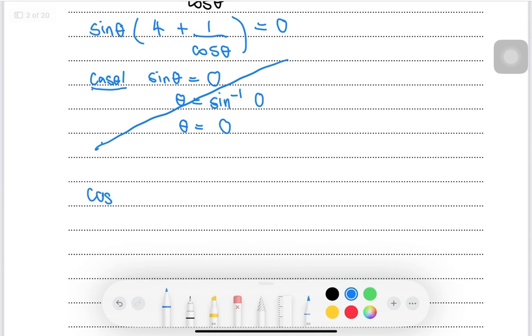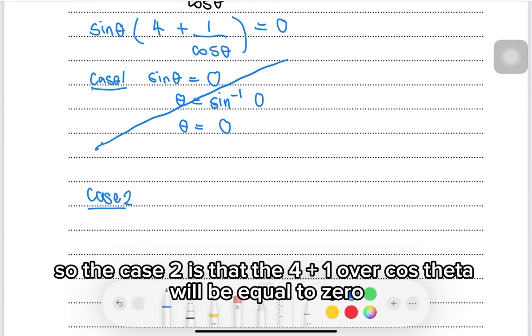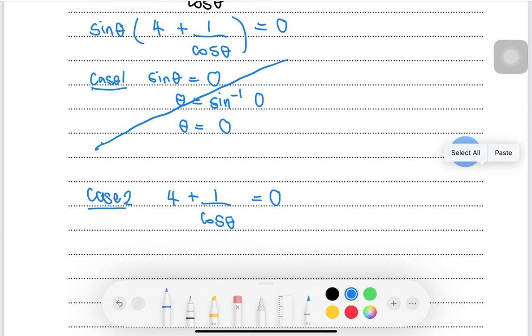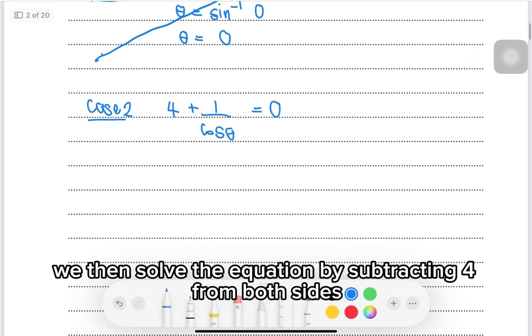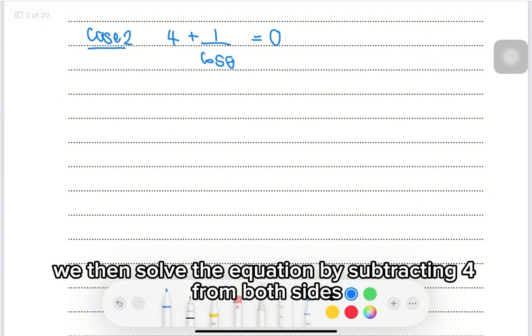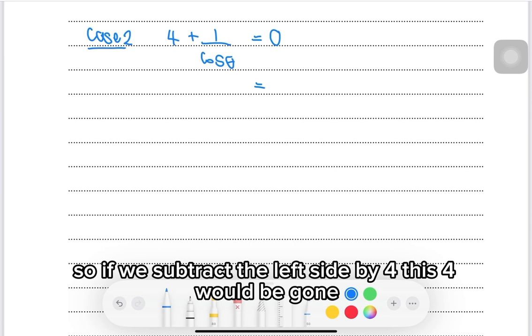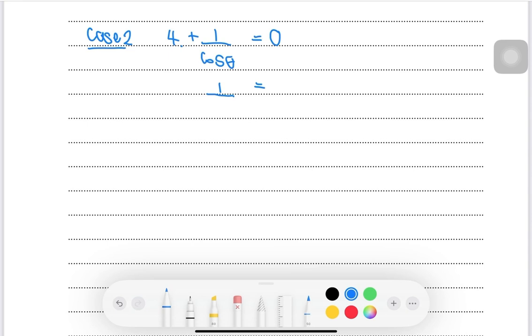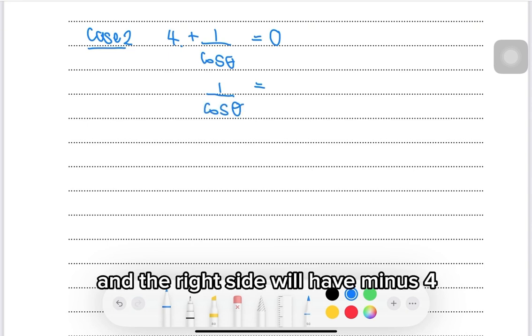Case 2. So the case 2 is that the 4 plus 1 over cos theta will be equal to 0. We then solve the equation by subtracting 4 from both sides. So if we subtract the left side by 4, this 4 would be gone, and the right side will have minus 4.